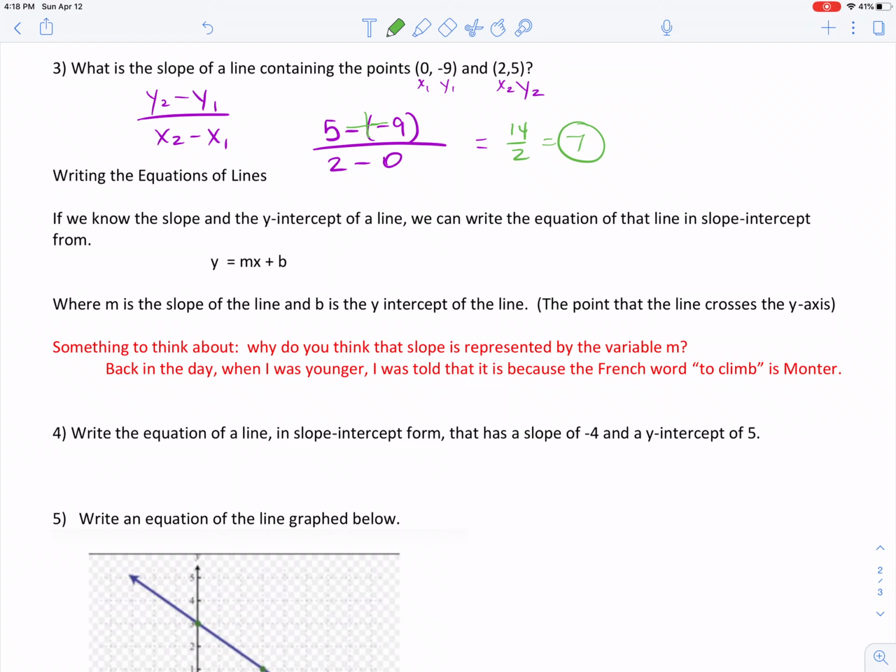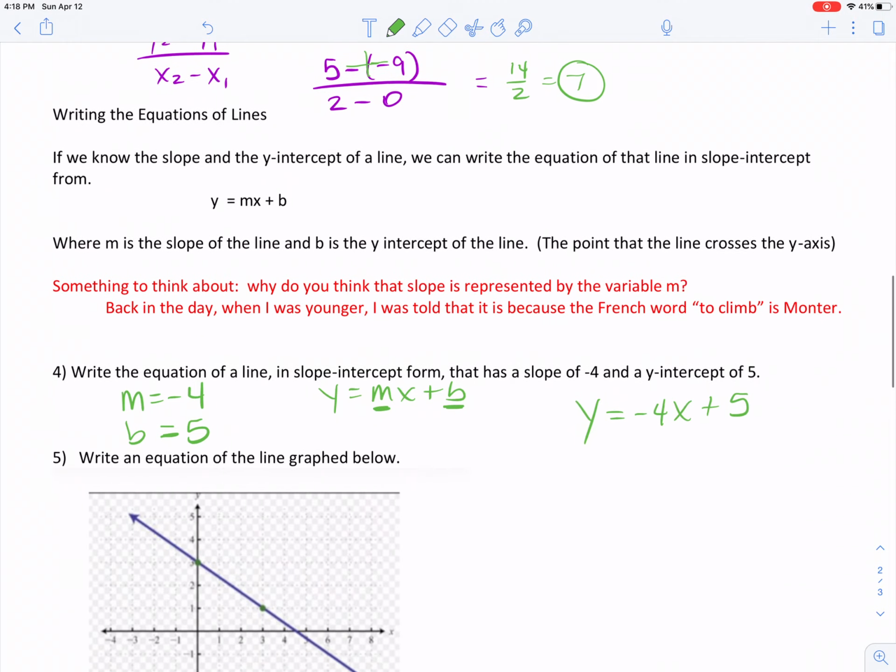If the slope is -4, so it's giving you that m is -4, and the y-intercept is 5, all you have to do is take your y equals mx plus b, replace the m and the b with what was given, so it's y equals -4x plus 5.